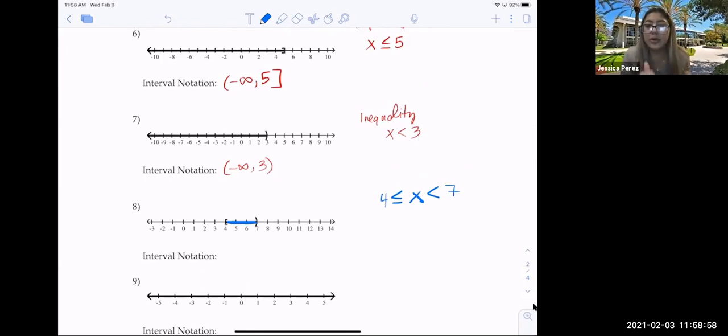So that means you are going to have two different inequalities here. One is an equal to because the 4 has a bracket, and the 7 has a parenthesis, so that should match. So one is a strict inequality and the other one is not. One is an equal to, one is not.